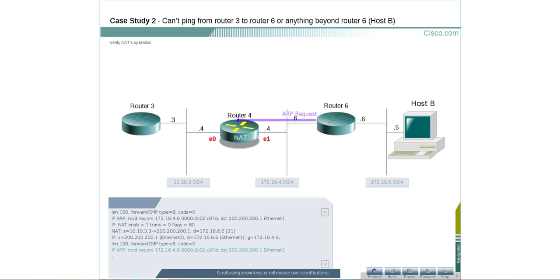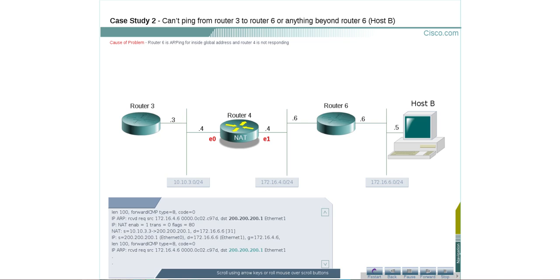So why isn't router 4 responding to the ARP request? The ARP request is for address 200.200.200.1, which router 4 does not own. Therefore, it doesn't respond. We now know the cause of the problem. Router 6 is ARPing for the inside global address of 200.200.200.1, and router 4 is not responding because it doesn't own this address. How can we fix this problem?